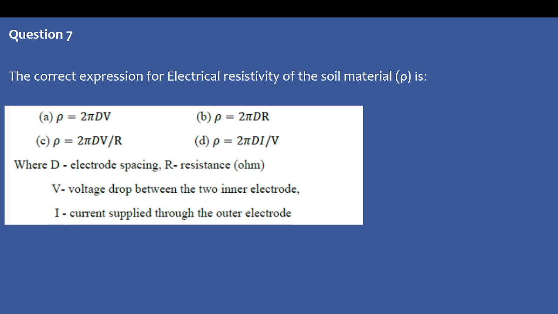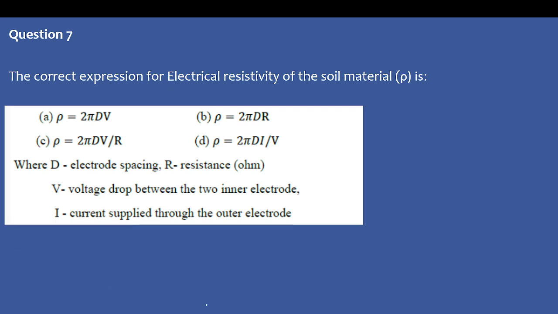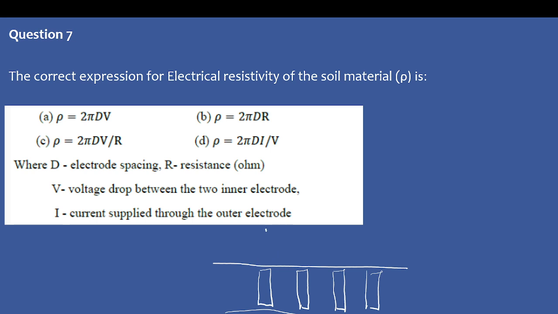So let's check this. Usually in this arrangement, if you have a soil layer and four electrodes, then among these four electrodes, the two outer electrodes are used to supply the current, while the two inner electrodes are used to measure the voltage.